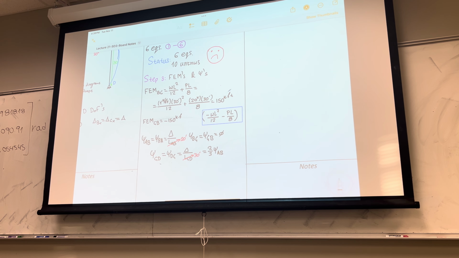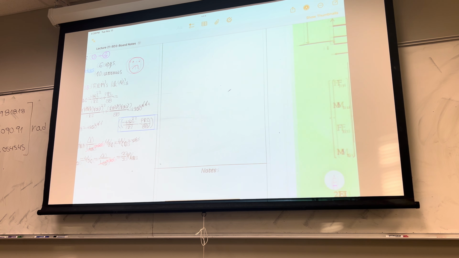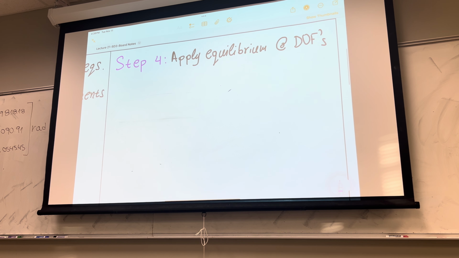Okay, now that we have established this, let us go to step number 4. Which is step number 4? It's over here. Apply equilibrium at joint. Let us apply equilibrium to the degrees of freedom.